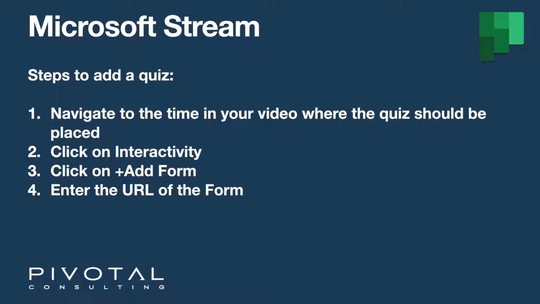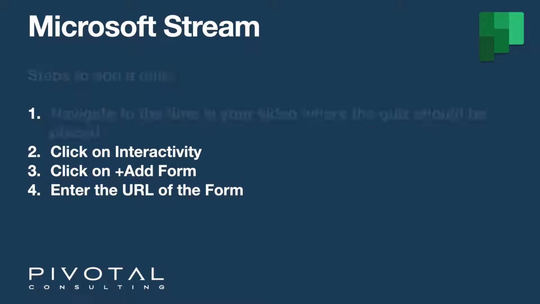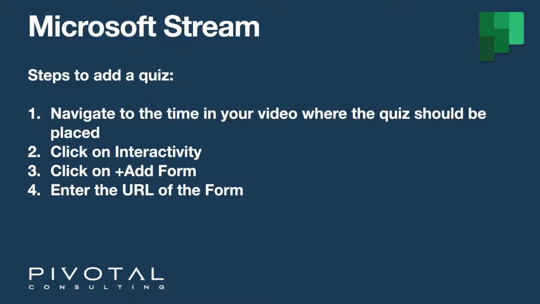I'll just call out one feature here, which is embedding quizzes into the video feed, or what they call interactivity. So interactivity, how you actually add a quiz, you follow the steps shown on the screen. The first thing you're going to do is go to the actual video that you want to add the quiz to. That's step number 1. Step 2, you're going to be clicking on interactivity, which I'm going to run through all of these steps after this as well. Click on add form and then enter that URL on that form.